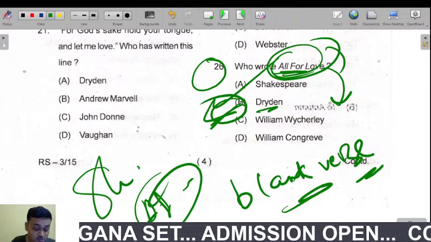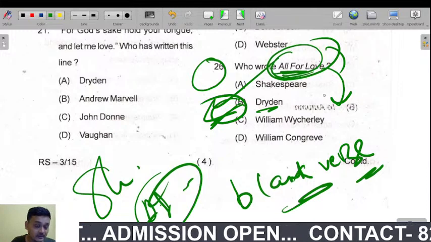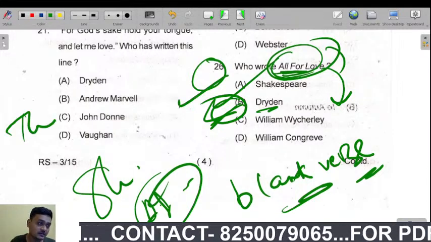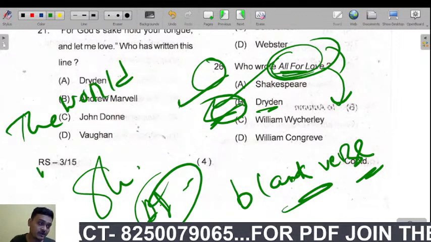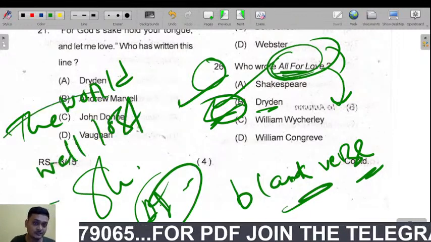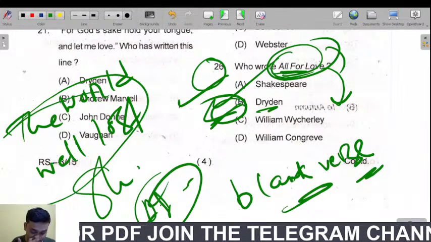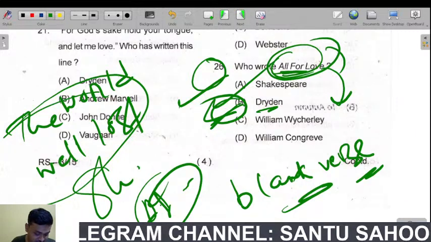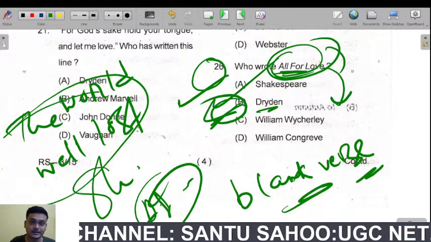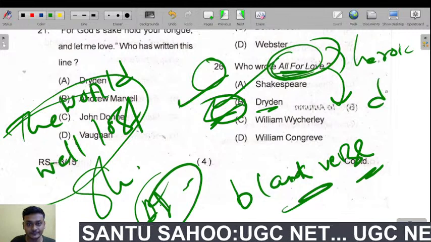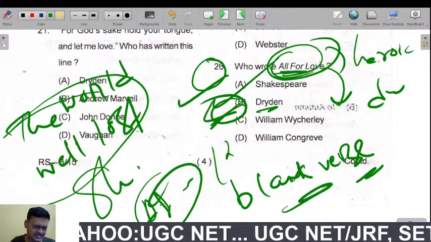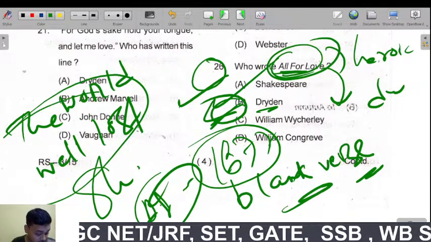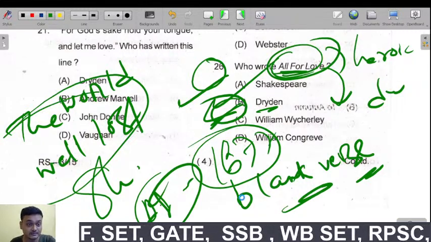And what is the subtitle of this work? Dryden's All for Love. The subtitle is The World Well Lost. Remember that. It is a heroic drama published in 1677.